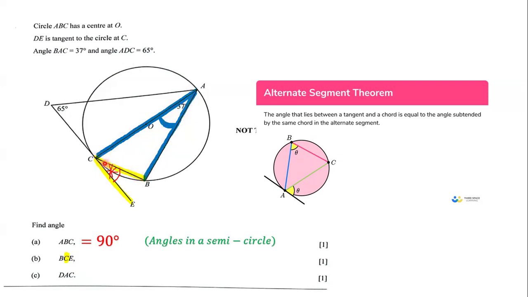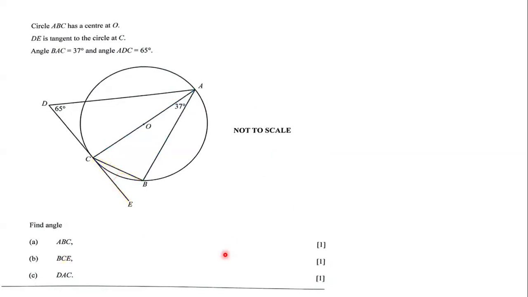And so what that means is that, based on the alternate segment theorem, this angle that measures 37 degrees and this angle right here are equal. And so that means that angle BCE is equal to 37 degrees. The reason is the alternate segment theorem. Next, we know that this is 90 and we know that this is 37.